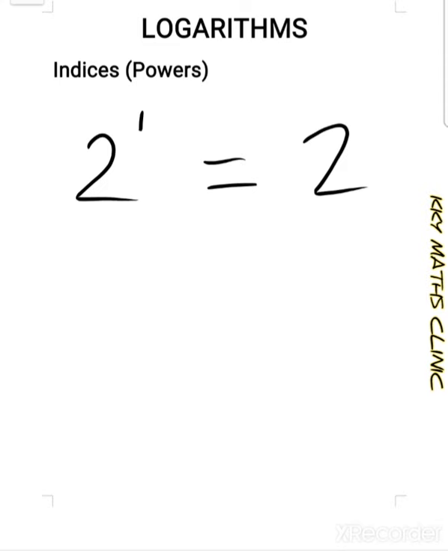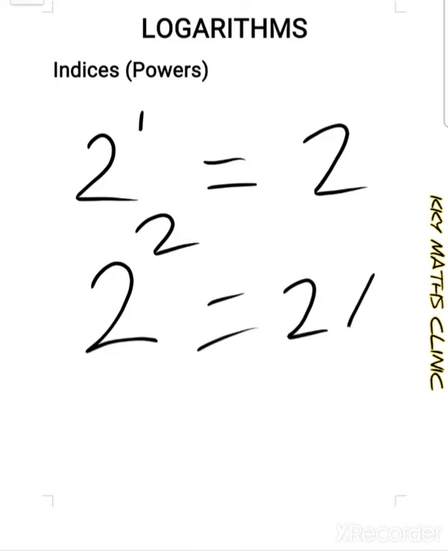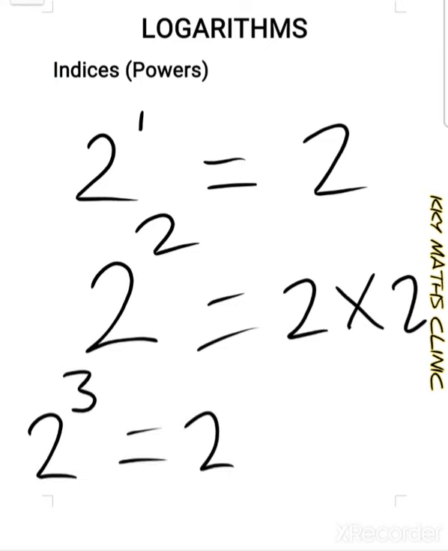Okay, let's continue. 2 raised to the power of 2 is the same thing as 2 times 2, which is 4. Say we have 2 raised to the power of 3. That will be 2 times 2 times 2. Because the power is 3, we multiply 2 by itself in 3 places. 2 times 2 is 4. 4 times 2 is 8. So 2 raised to the power of 3 is 8.